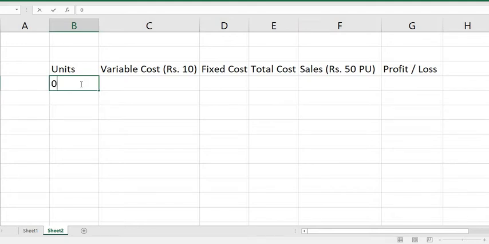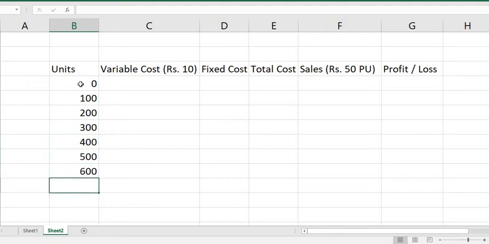levels of output. For example, figures at 0 level when they produce nothing. Okay, that and 100 units, 200 units, 300 units, 400 units, 500 units, 600 units, 700 units, and 800 units. Okay, that means these are the assumed production levels. So they produce 0 units, that means they don't produce anything. They produce 100 units, 200 units, or up to 800 units they produce.